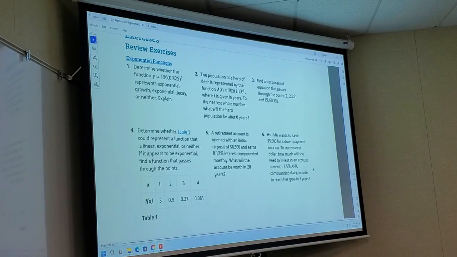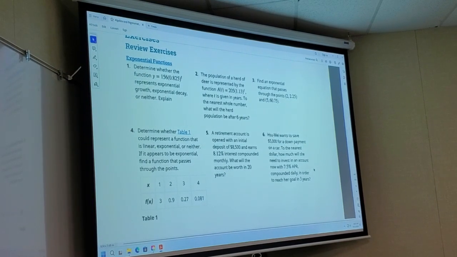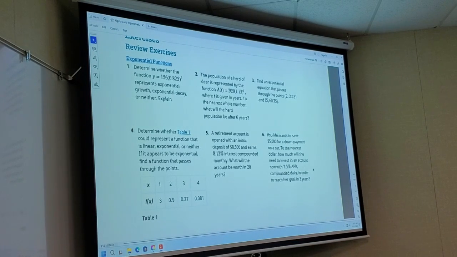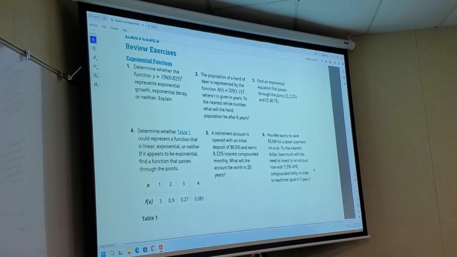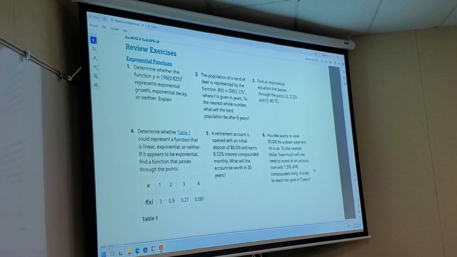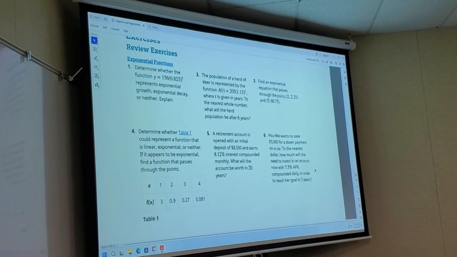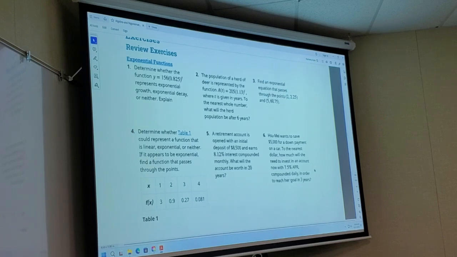Is that decay or growth? What exactly did we look at here in each case? The base. That's growth, because what's the base? E, which is bigger than one. This just tells me the neat thing about the base of E: I can interpret this number as the growth rate per whatever, right? That's another reason why E is special.